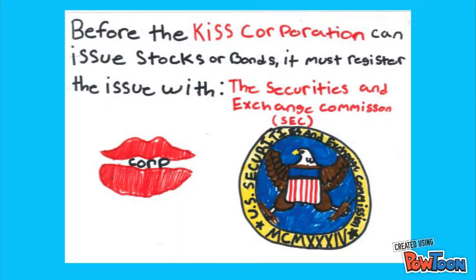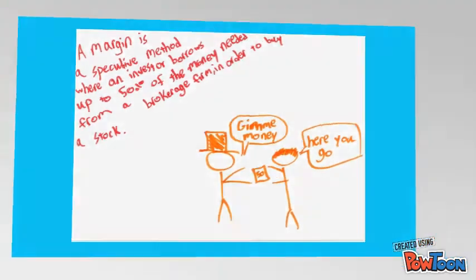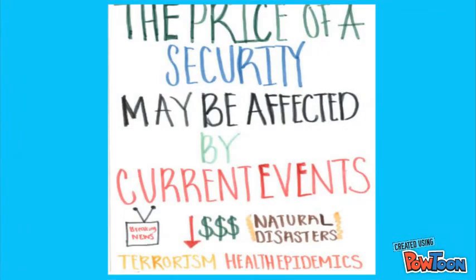Before the KISS Corporation can issue stocks or bonds, it must register the issue with the Securities and Exchange Commission, known as the SEC. A margin is a speculative method where an investor borrows up to 50% of the money from a broker in order to buy a stock. The price of a security or stock may be affected by current events.